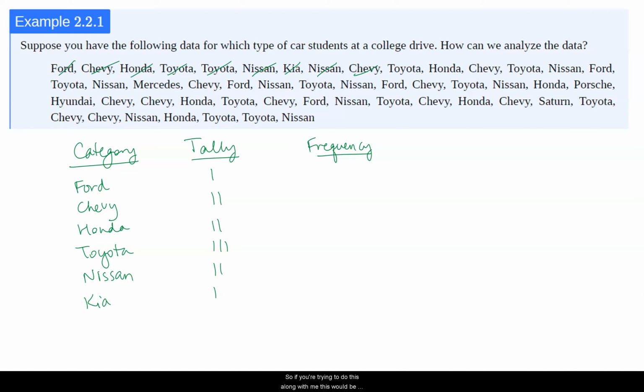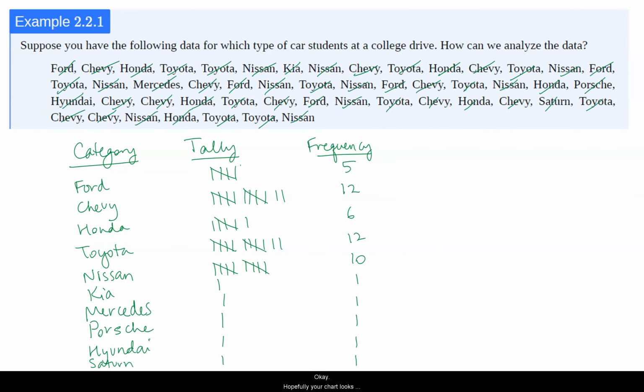So if you're trying to do this along with me, this would be the point where you should pause the video and see if you get the same tallies that I get, and you can resume in just a few seconds. I'm going to cut out my work, mostly for the sake of time. So feel free to pause and come back when you're ready. Okay, hopefully your chart looks like mine.